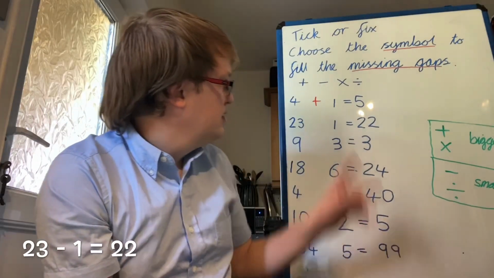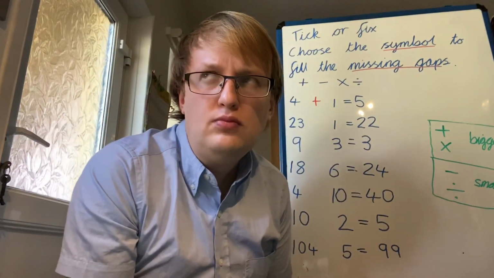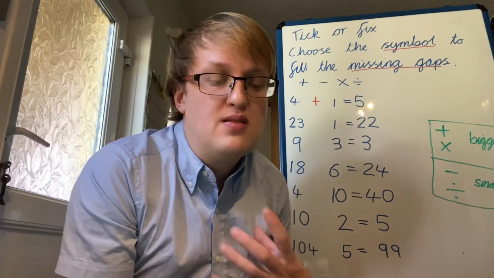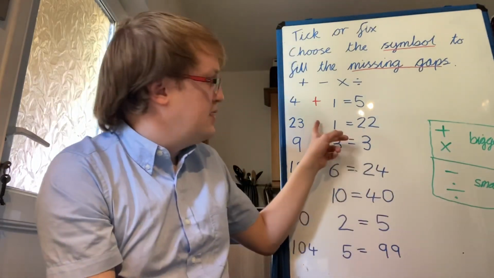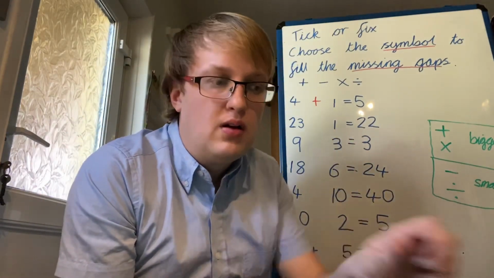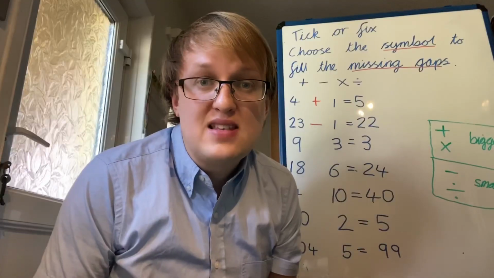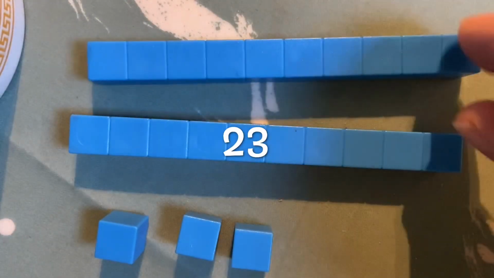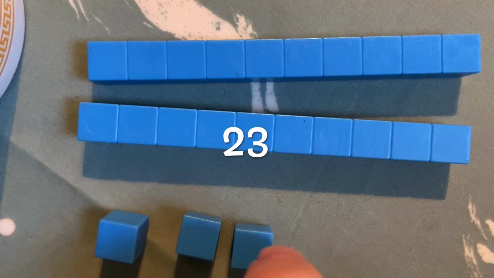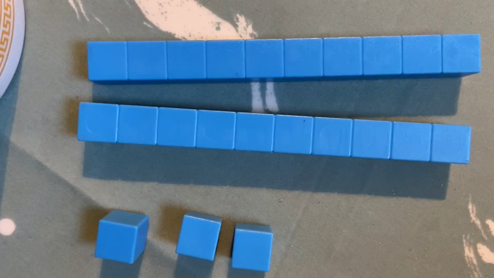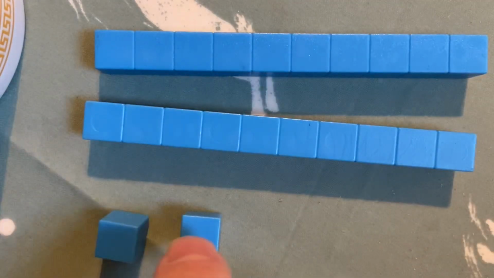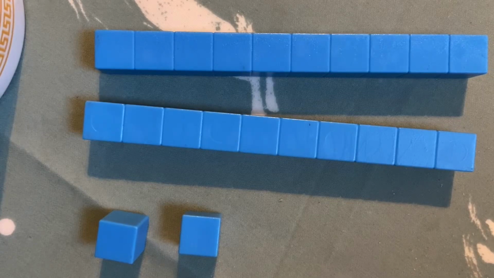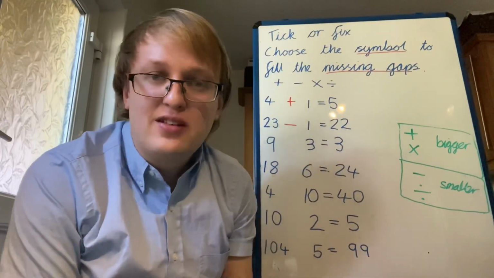Let's see what divide would be like, 23 divided by 1. If I've got 23 coins and I put them into one pot, I've still got 23. So the answer would be 23. That means subtract must be our answer. Let's have a quick look at that with the base 10. So I've got 23 here, I've got 10, 20, 21, 22, 23, and I'm taking away 1. Now I have 10, 20, 21, 22. 23 take away 1 is 22. So far, so good. Let's look at our next question.